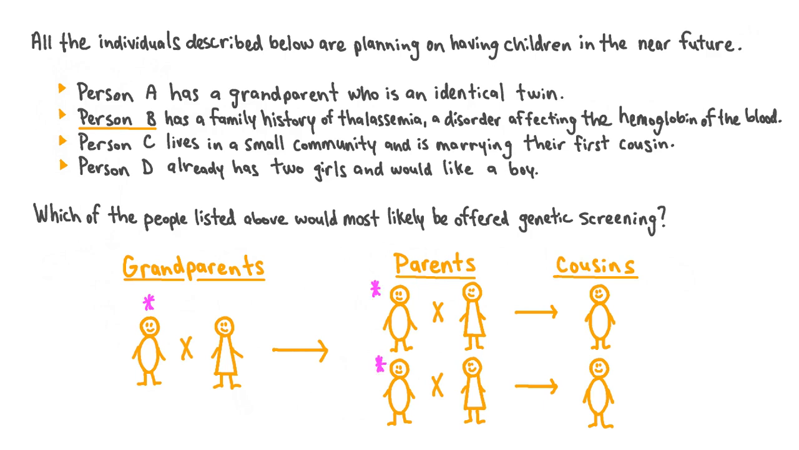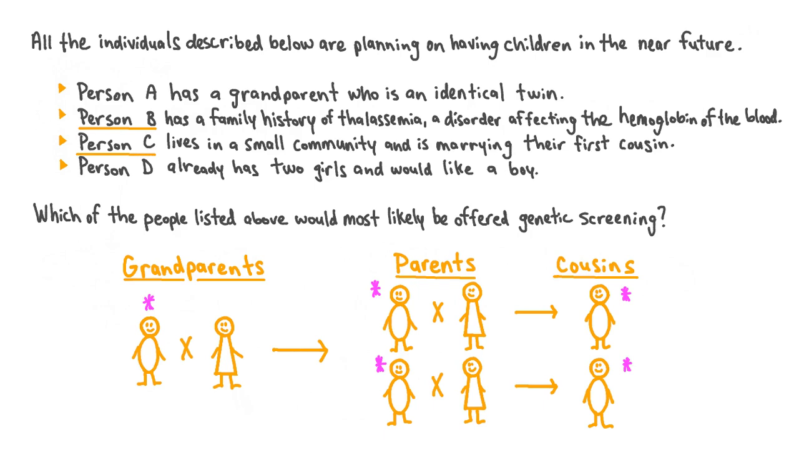Their children, shown here, are now carriers for the disease, but they could pass the allele on to their own children. If these 2 individuals, who are cousins, were now to have their own children, they have a much higher risk of passing on 2 recessive alleles to their children. This means that their offspring are much more likely to inherit Tay-Sachs disease. This means that genetic testing is likely to be offered to another one of our individuals. Person C, who lives in a small community and is marrying their first cousin.